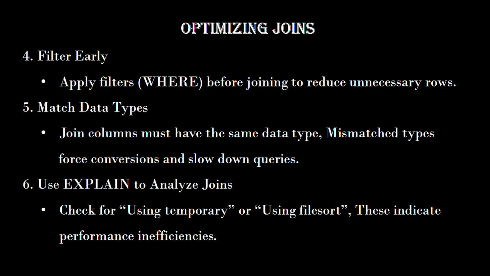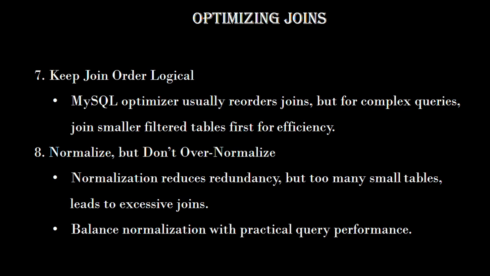We should use explain to analyze joins. By using explain, we would understand how much time or how many scans it is taking. We should check for words like using temporary or using filesort, because they indicate performance inefficiencies. And then keep join order logical. If we are joining multiple tables, we should make sure that we are joining in a logical order, so that complex queries become a little simpler and more efficient.